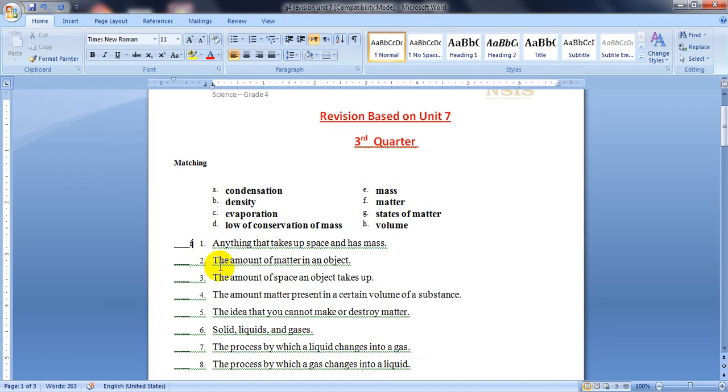The next one, the amount of matter in an object. How much matter inside an object means its mass. And as we said, we can measure mass using a balance, and the unit is kilogram or gram. The next one, number 3, the amount of space in an object, or the amount of space an object takes up. This means its volume, which is letter H.